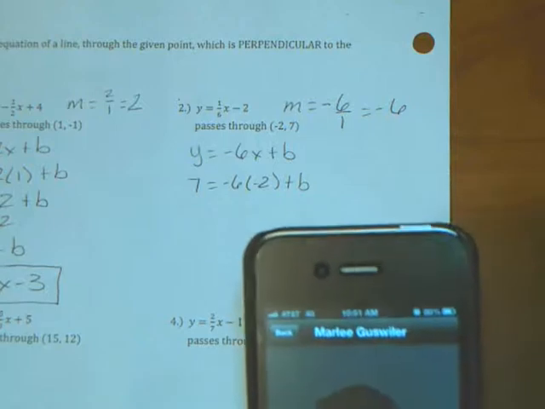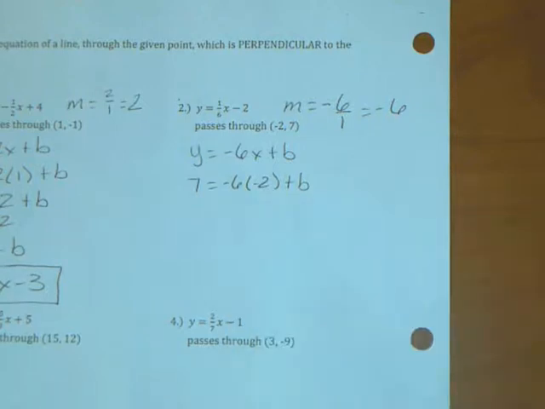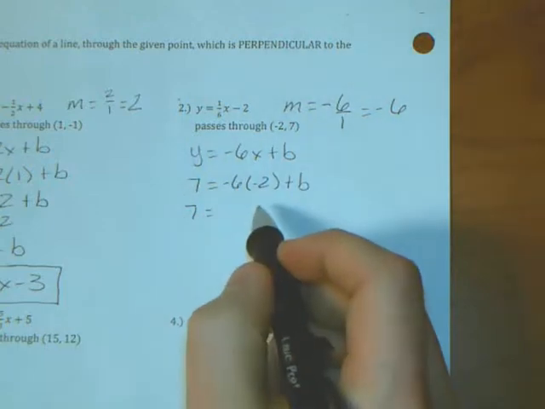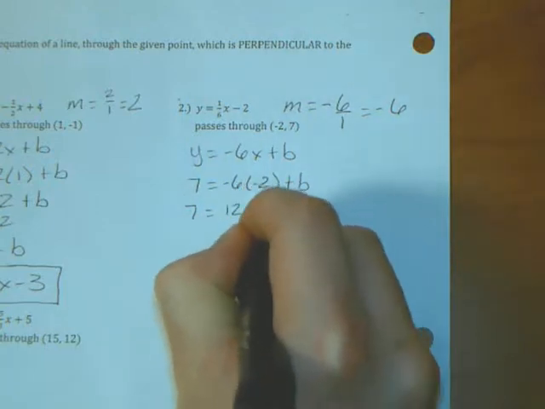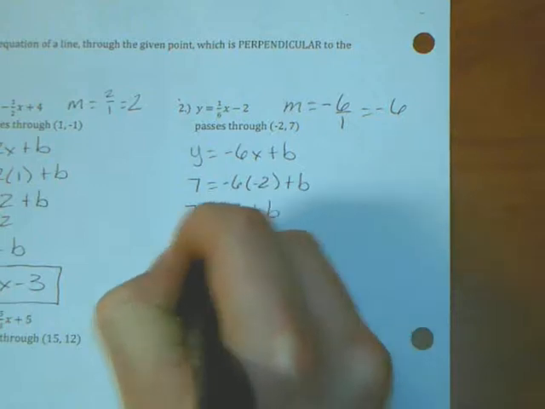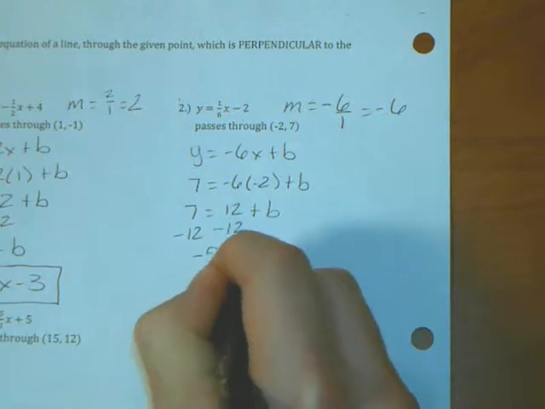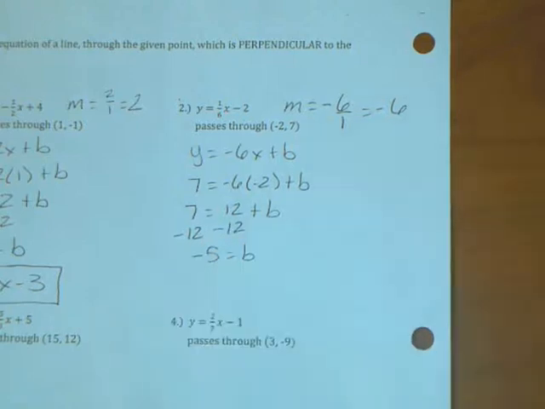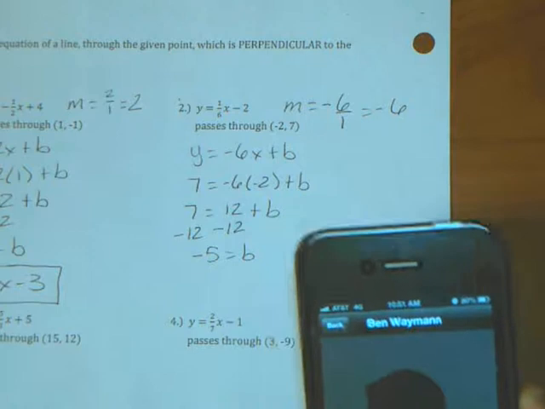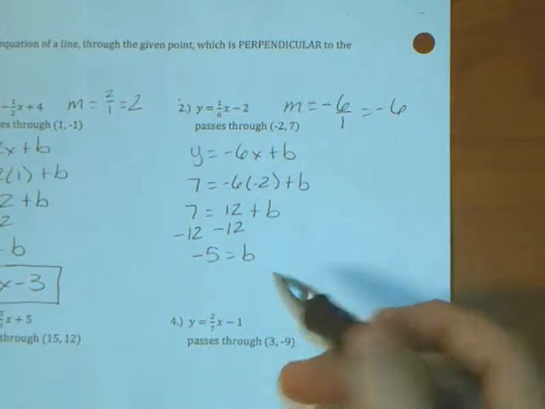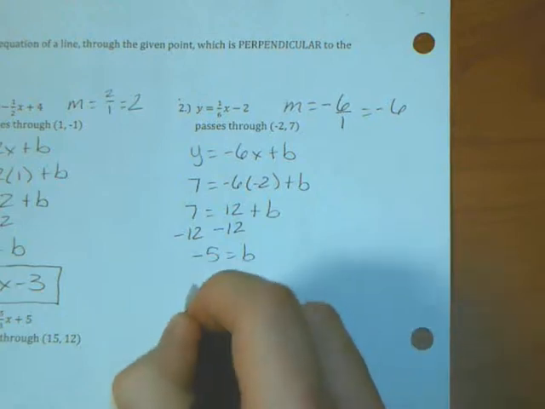Marley, what's my next step after I substitute my values? So what's negative 6 times negative 2? 12. Negative times negative is a positive. And then she said I subtract 12 to solve for b. 7 minus 12 is what? Negative 5. So my final step, Bennett, what's my final step here? I know my slope and I just plug in b. So what should my final equation look like?